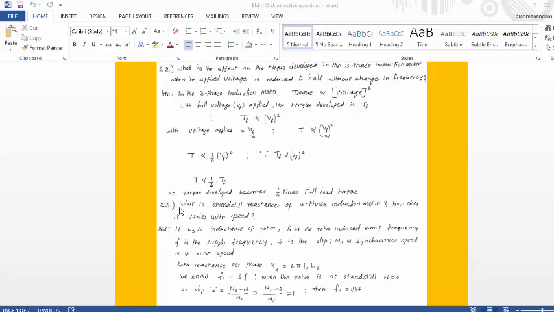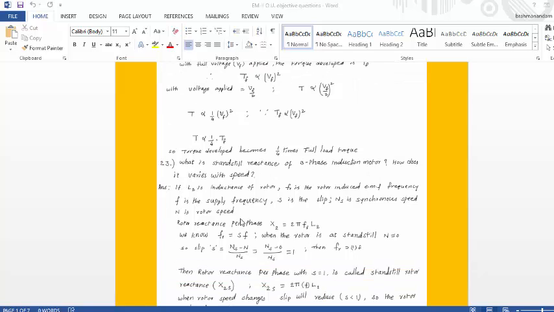Next, 23rd question. What is standstill reactance of three-phase induction motor? How does it vary with speed? The answer is, if L2 is inductance of rotor, Fr is the rotor induced EMF frequency, and F is the supply frequency, and S is the slip, Ns is the synchronous speed, N is rotor speed, then rotor reactance per phase can be written as X2 is equal to 2 pi Fr into L2.